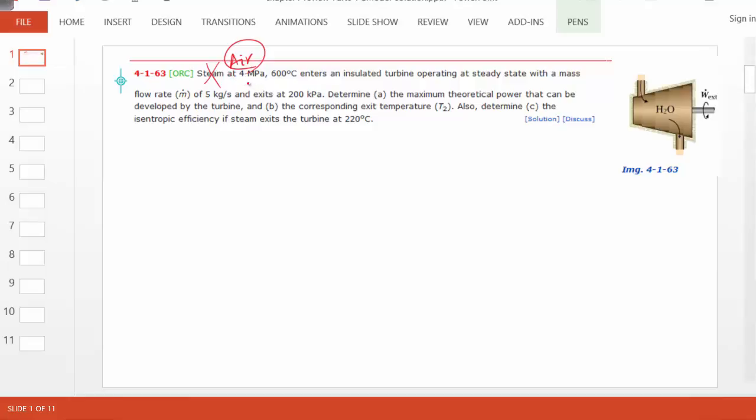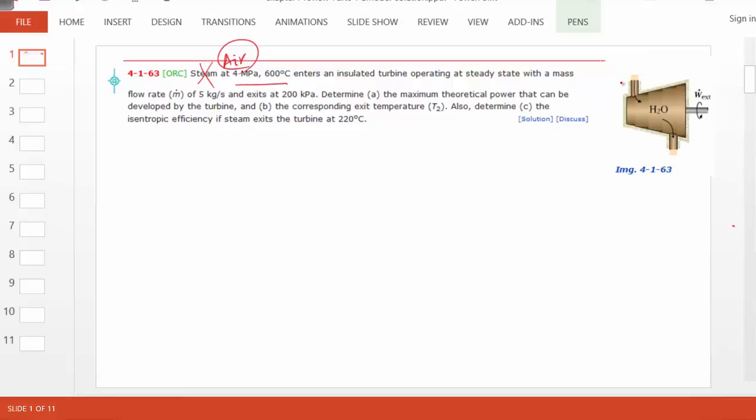Air enters the turbine. The inlet conditions are given. We'll call it, say, state 1. And mass flow rate is given. An exit pressure is given. So at state 2, which will be our ideal exit state, and state 3 will be an actual exit state. So the pressure, of course, will be 200 kPa, whether the turbine is ideal or an actual turbine. Okay, so let's begin.